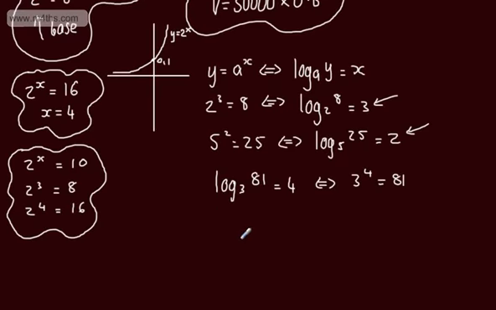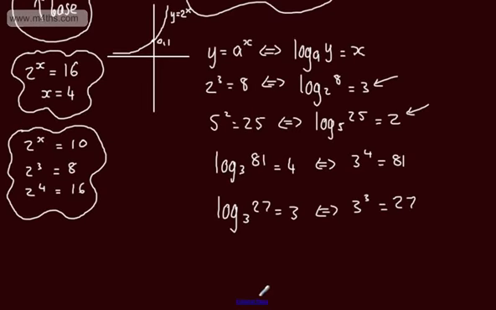Let's do another one. Let's say we've got log to the base 3 of 27. So what is the power 3 is raised by to get 27? The answer is 3. Therefore, we can write now that 3 to the power 3 is 27. And that now gives us the equivalent statement.